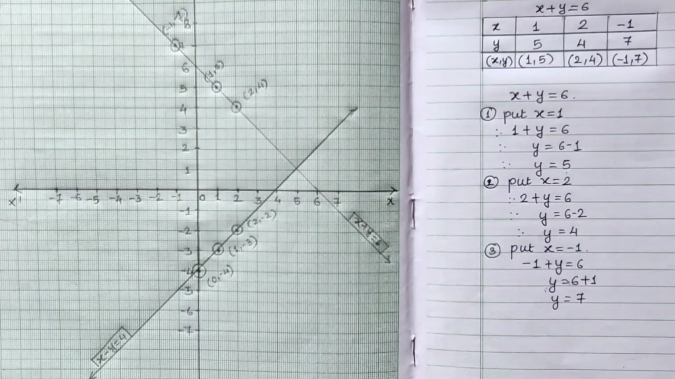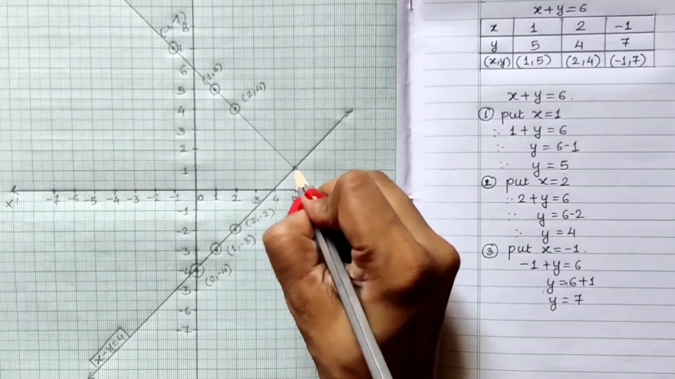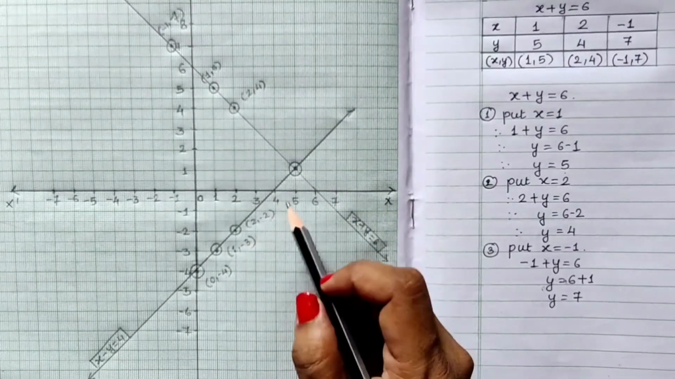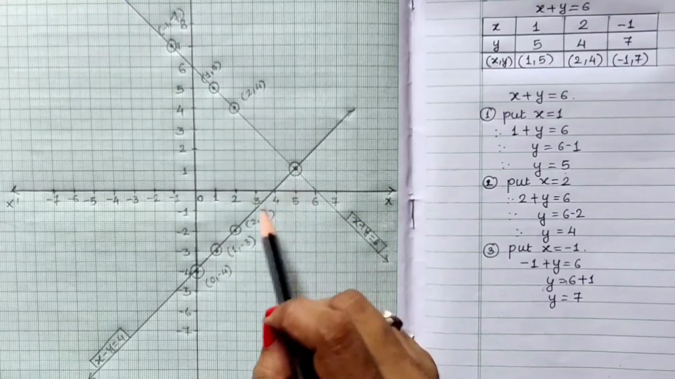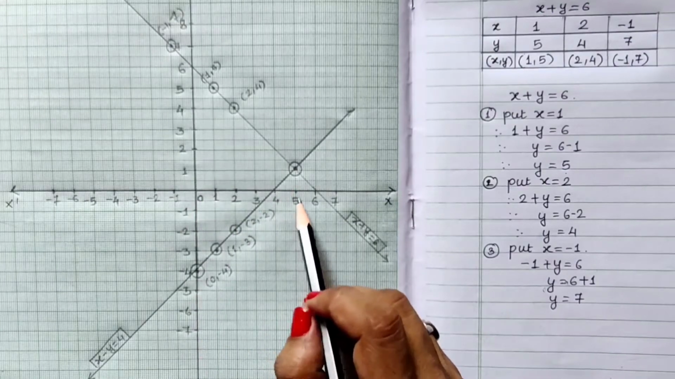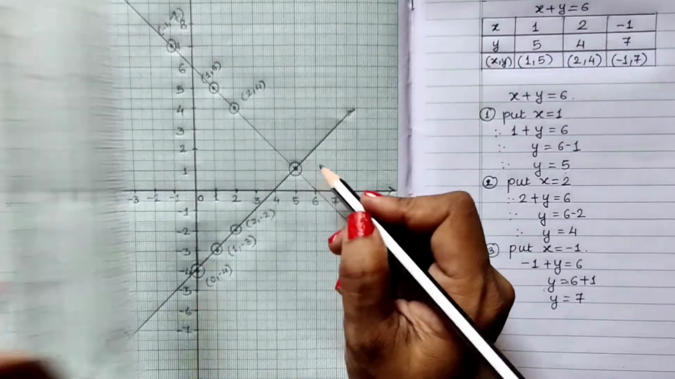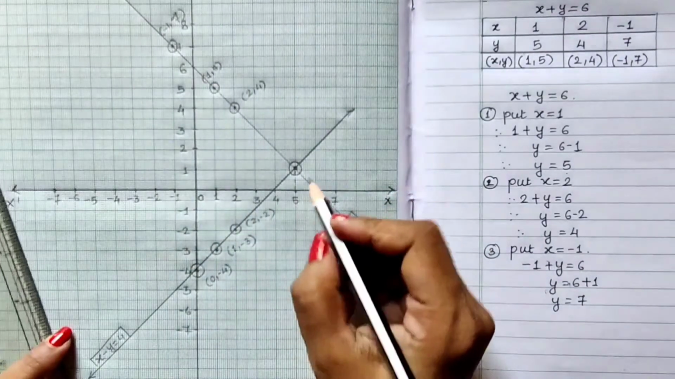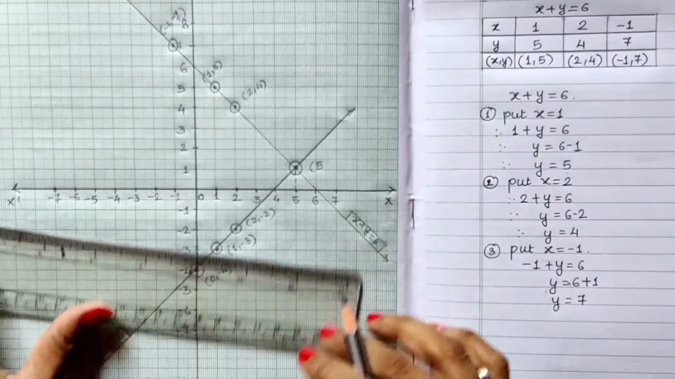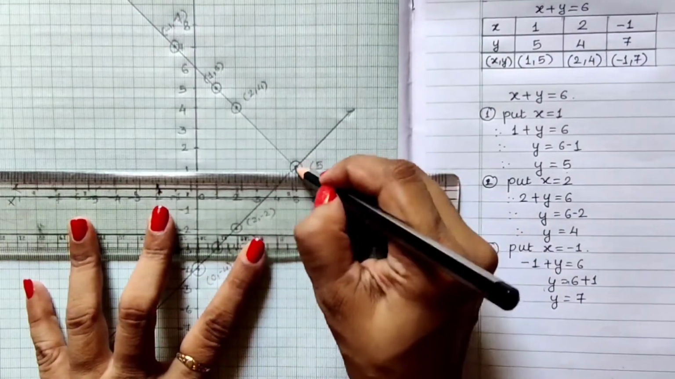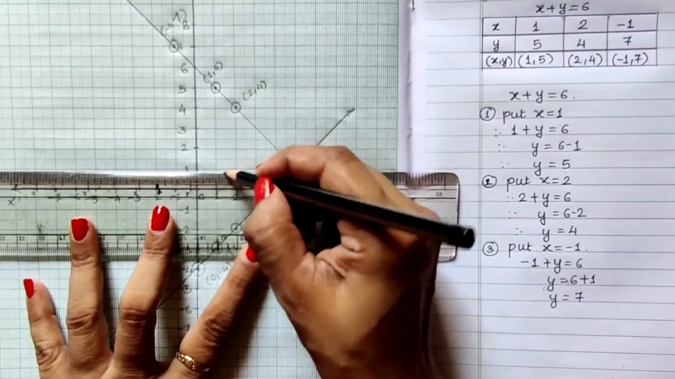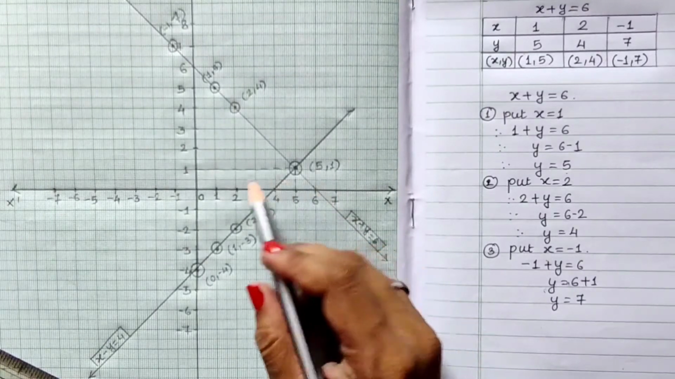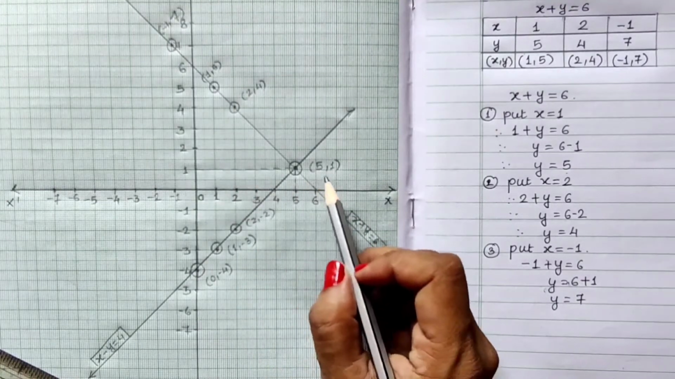We can see that these two lines intersect each other at this point. So this is known as the point of intersection. We will have to write the coordinates of this point from the graph. So what is the x coordinate? When you draw a dotted line from this point to the x-axis, the x coordinate is 5. Correct? And when you draw a dotted line from this point to the y-axis, the coordinate is 1. Always write the x coordinate first and then the y coordinate. So the point of intersection is (5, 1).